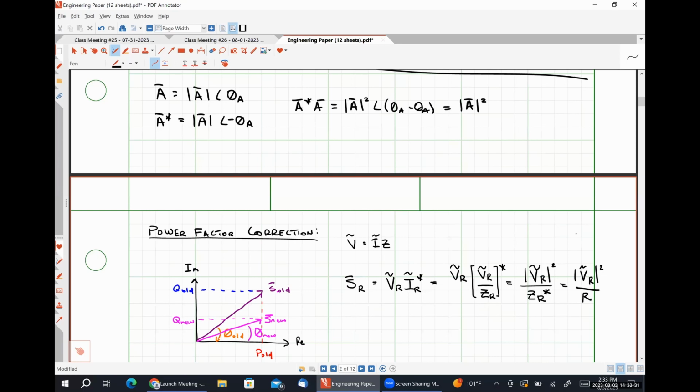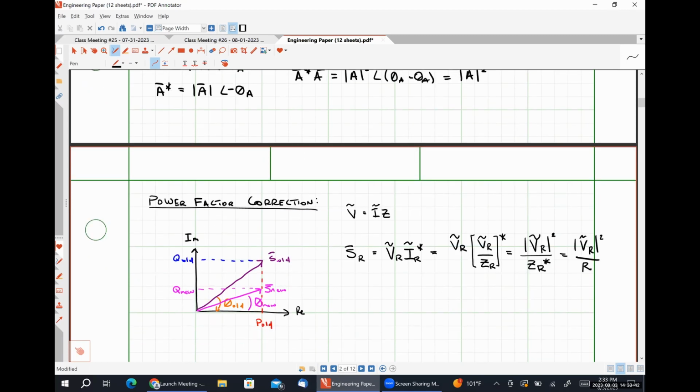Is there a J anywhere? No. So if there's not a J, then that means it's purely real, right? From this, we can see that resistors absorb average power. So that would be what we would include if we wanted to make P old larger. Our first case, which didn't really work out from a practical standpoint.